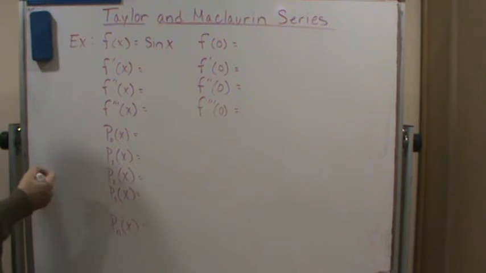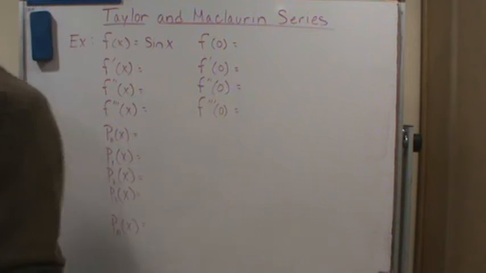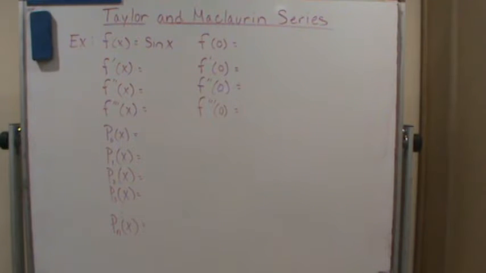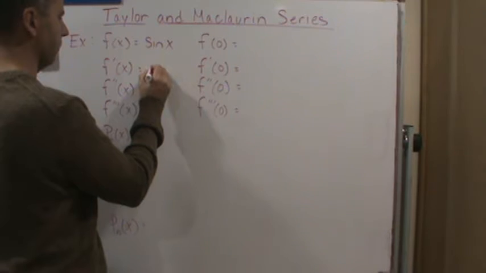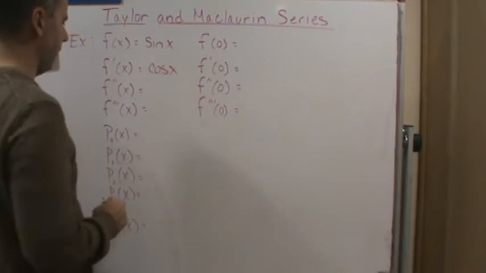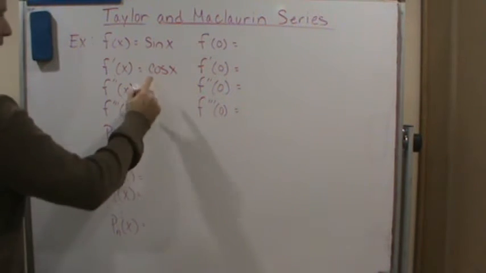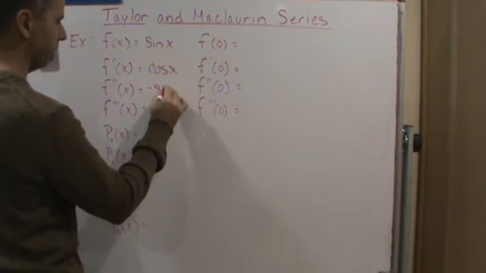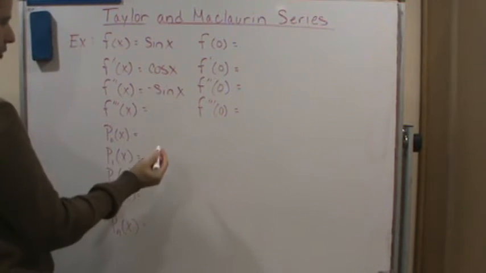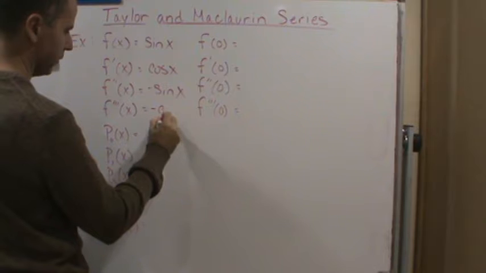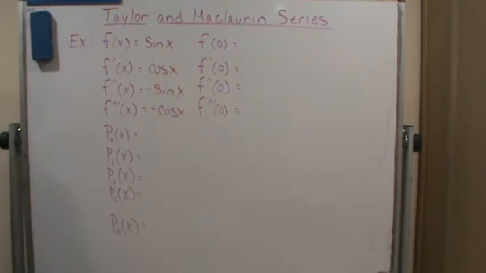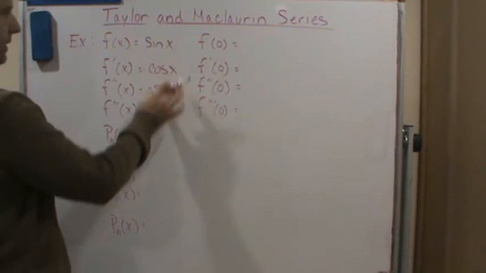So we're going to do the derivatives. And so the first derivative of sine, right? So the first derivative, the derivative of sine is cosine. And then the derivative of cosine is negative sine. And then the derivative of negative sine is negative cosine. Okay? And so now we're just going to evaluate these at 0.